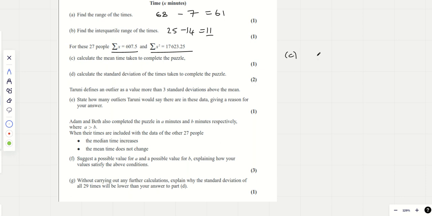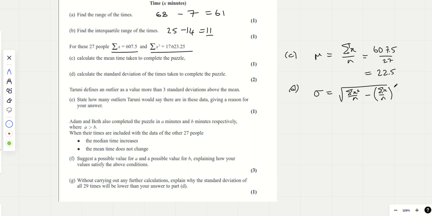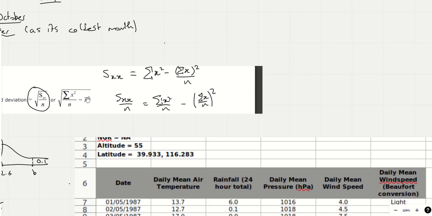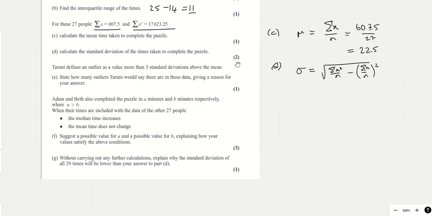So part C, the mean is simply sum of x over n. And so that's 607.5 divided by 27. And that comes to 22.5. And for D, standard deviation, they give you this formula, is sum of x squared over n minus the mean squared, which is sum of x over n squared. It's sometimes written down like this. I don't think it is in the formula book though, because in the formula book it looks like that. They just say x bar squared, which is another name for the sample mean.